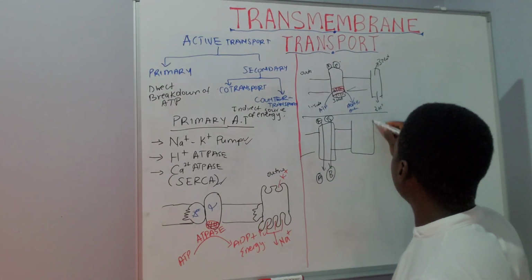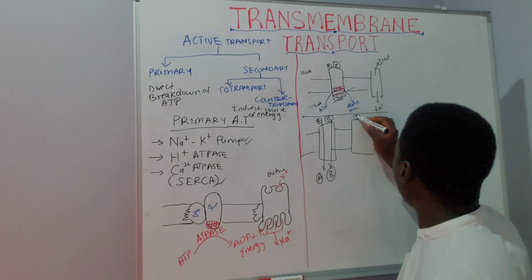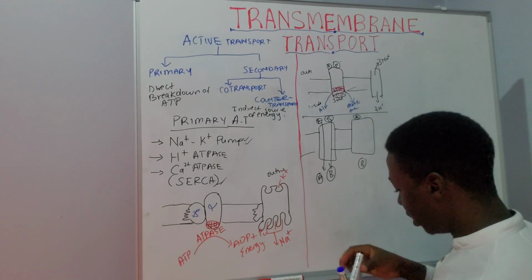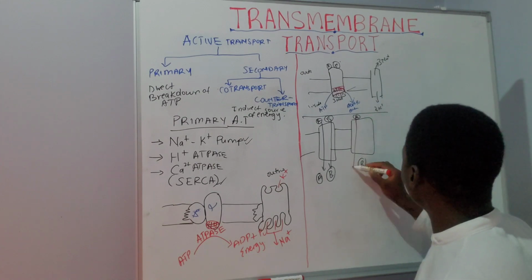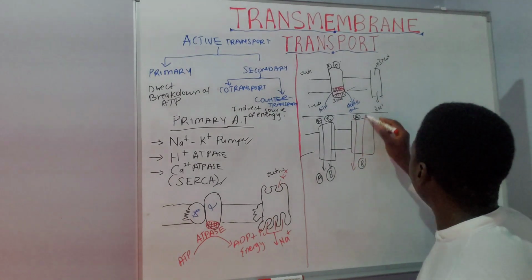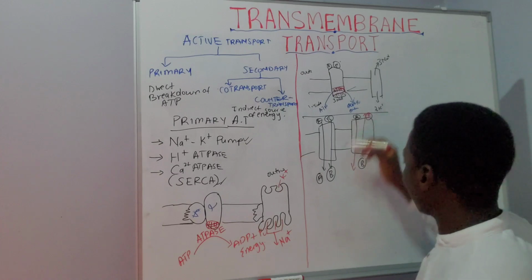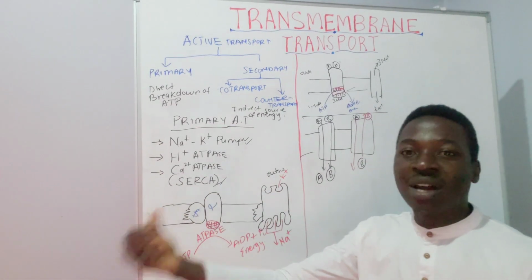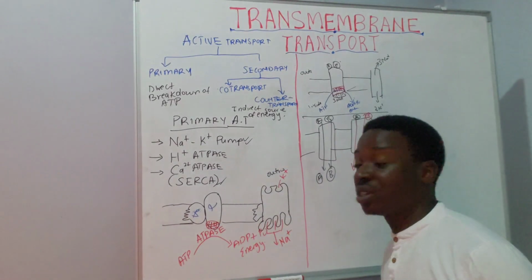And then for the counter transport, molecule A and molecule B are binding and they are moving in opposite directions. Molecule A is moving inside the cell, whereas molecule B is moving outside the cell. So this is what it means. It's about the co-transport moving together and the counter transport moving in opposite directions.